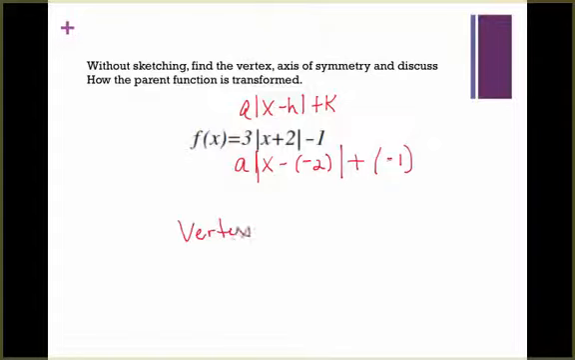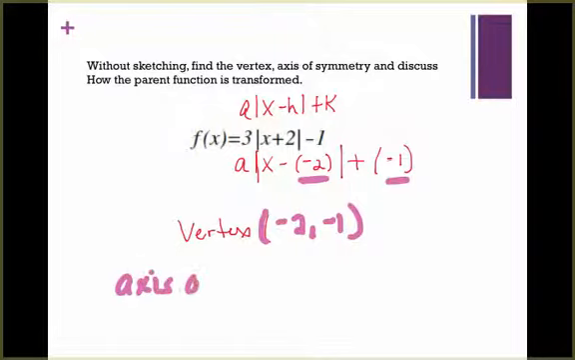So then we could say that our vertex, once we've got it in this form, would be at the point negative 2, since that would be my h value, and there would be my k, so my vertex would be at the point negative 2, negative 1. And then my axis of symmetry, we'll abbreviate that, is a vertical line at x equals, and it's just your x value for your vertex point. So it'd be x equals negative 2.